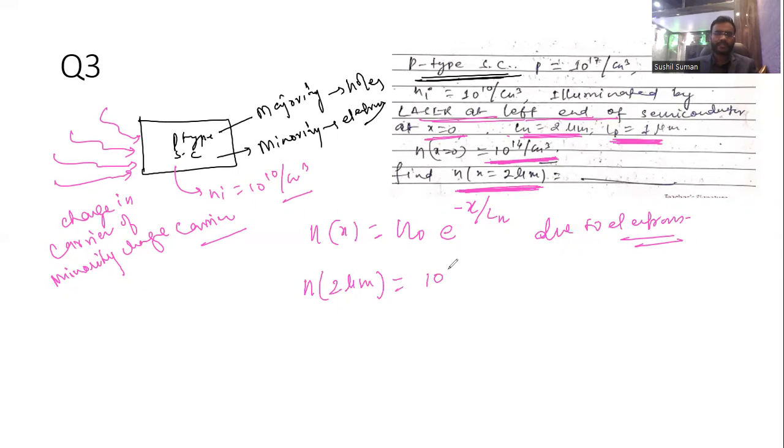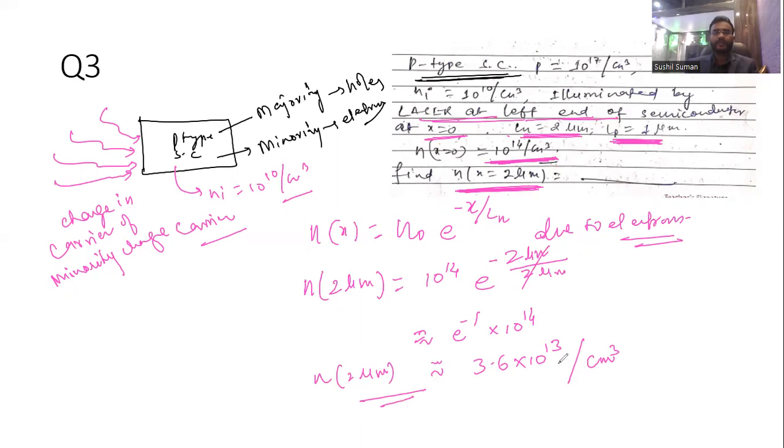So this is 10 raised to power 14 e raised to power minus x, where x is 2 micrometer upon Ln, which is 2 micrometer. Just solve it. You will get approximately e raised to power minus 1 into 10 raised to power 14. So approximately this is 3.6 into 10 raised to power 13 per centimeter cube. So this is the concentration at 2 micrometer. Okay, so this is your right answer. Got it? This is your right answer.